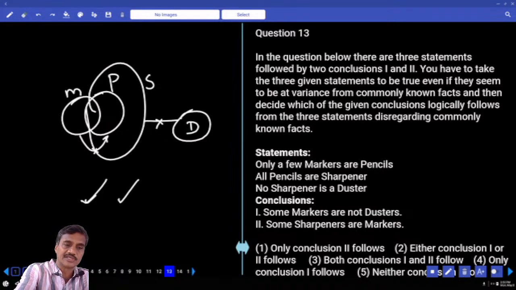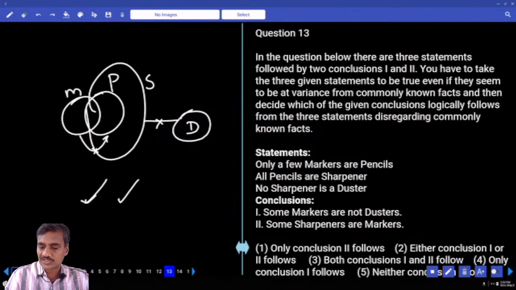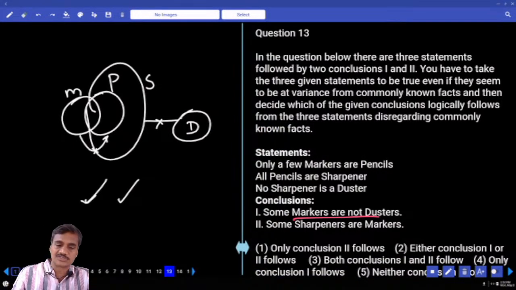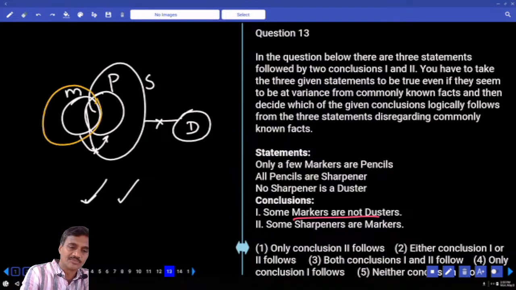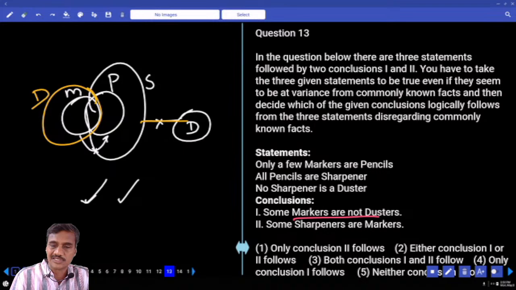Now the first one is a negative conclusion. To make this one false, I need to prove all markers are duster. Now is it possible to write all markers are duster like this? Now if you write duster, no sharpener is a duster will become false. And the statement is invalid.